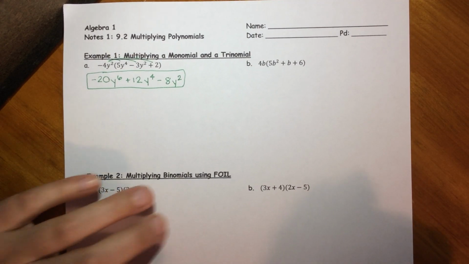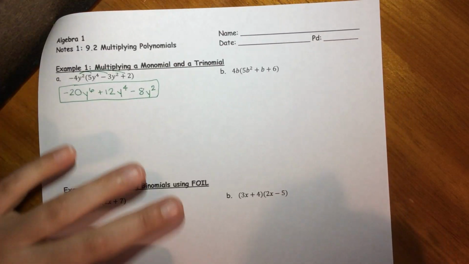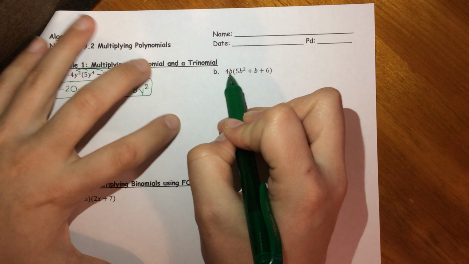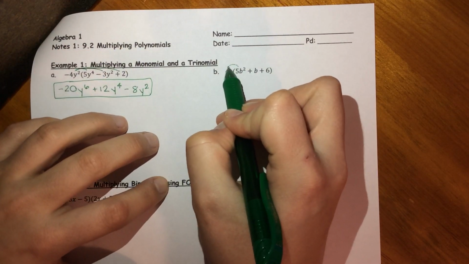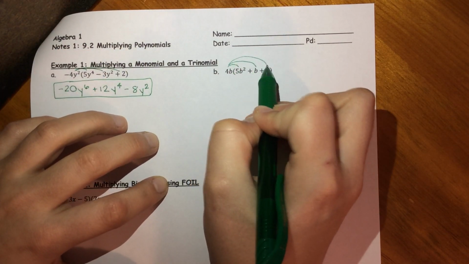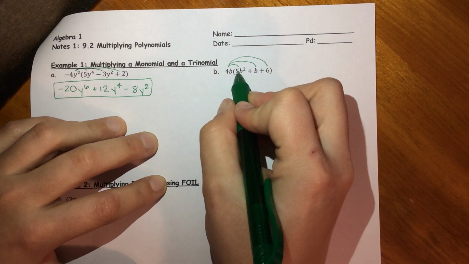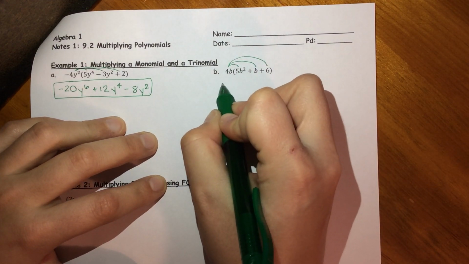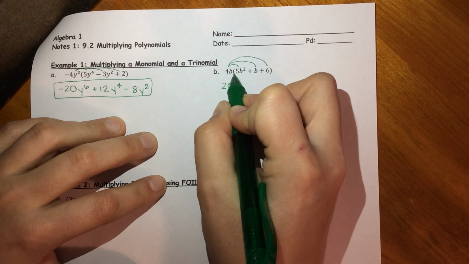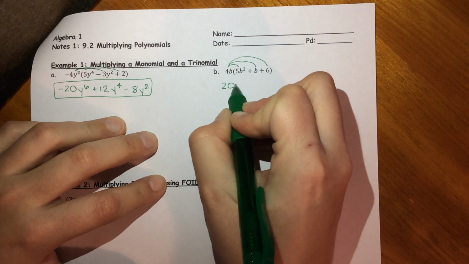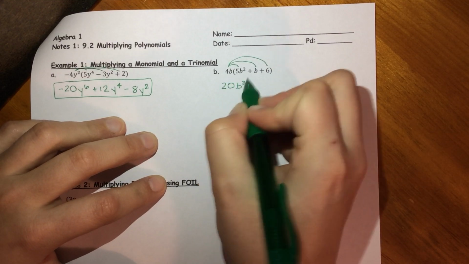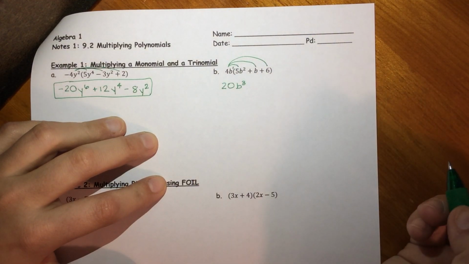Okay, so now let's do the same thing for example B. We're going to take 4b and distribute it to each term inside the parentheses. So 4b times 5b squared. Well, 4 times 5 is 20. B times b squared, add the exponents, so you get b to the 3rd. There's a little secret 1 exponent there on that b.